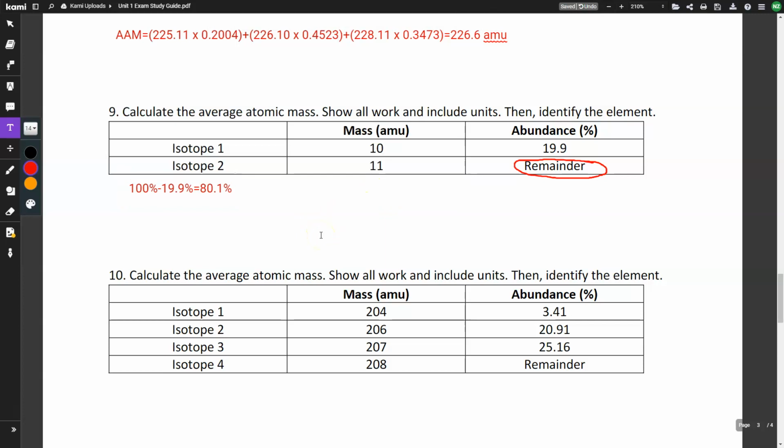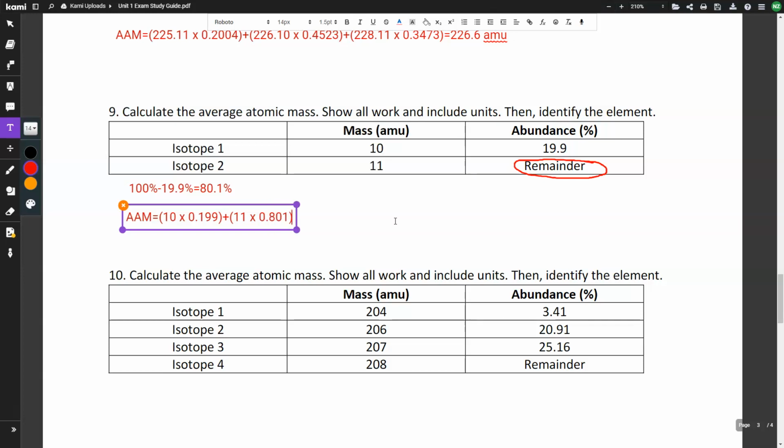Same thing. We need to convert our percents to decimals. Same formula. I'm going to take the mass of the first isotope, which is 10, and multiply it by its abundance as a decimal. So 19.9 divided by 100 is 0.199. Do the same thing with the second one. Isotope 2 has a mass of 11, and I'm going to multiply its mass by its abundance, 80.1, which is 0.801. Then just put it in your calculator. You get a value of 10.8 AMU.